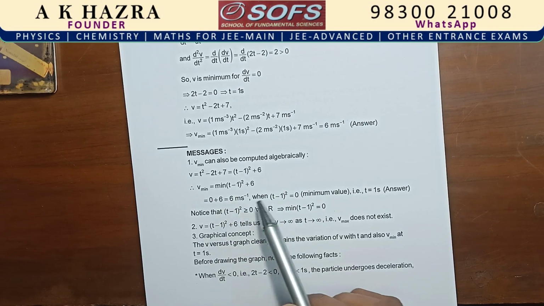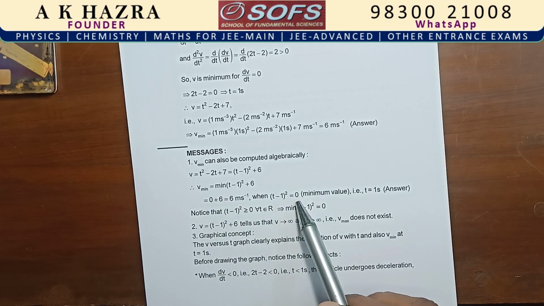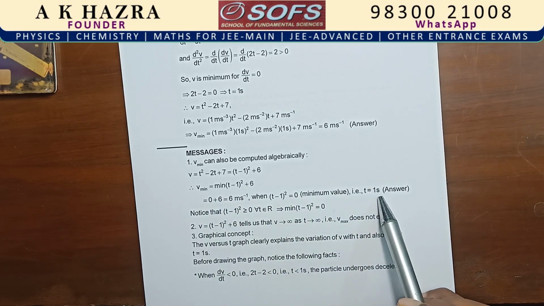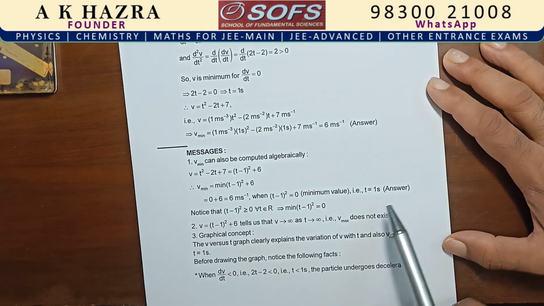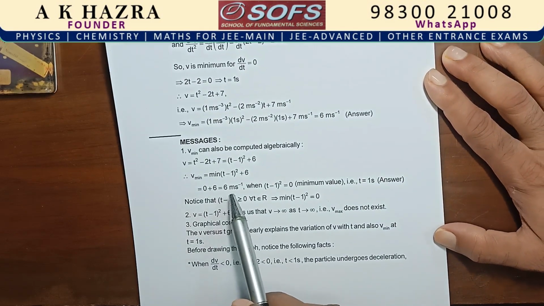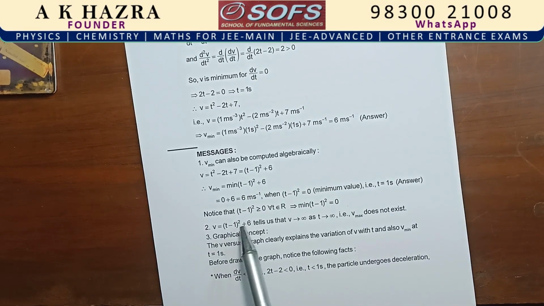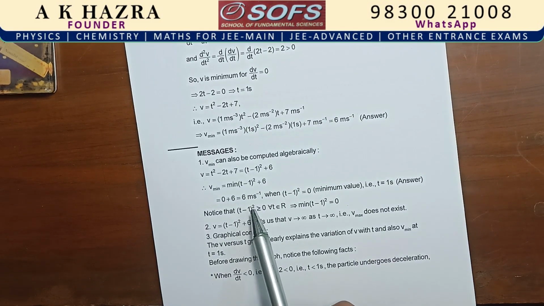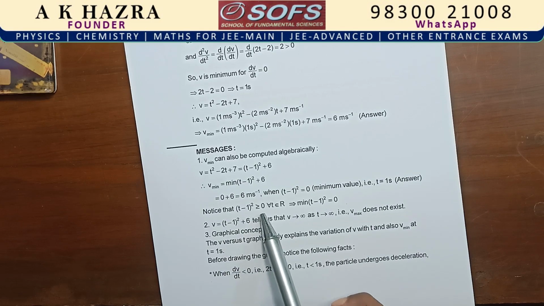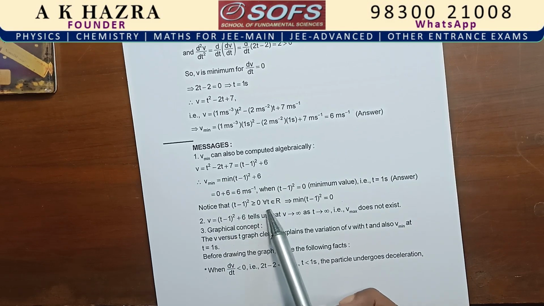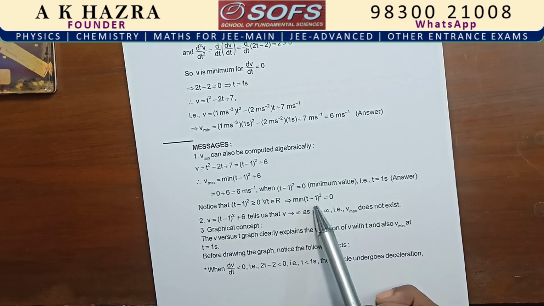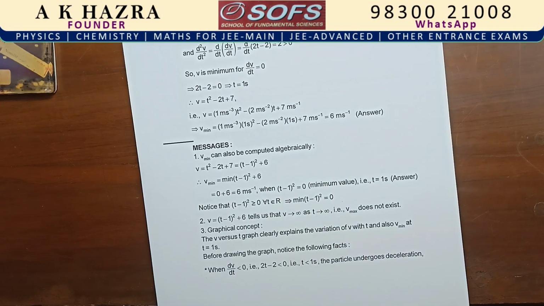It becomes minimum when (t - 1) whole square is equal to 0, so t is equal to 1 second. So for t equal to 1 second, we have obtained v minimum equal to 6 meter per second. Already I have given the fact also: (t - 1) whole square, being a real number, is greater than or equal to 0 for all real values of t, and that's why the minimum value of (t - 1) whole square equals 0.